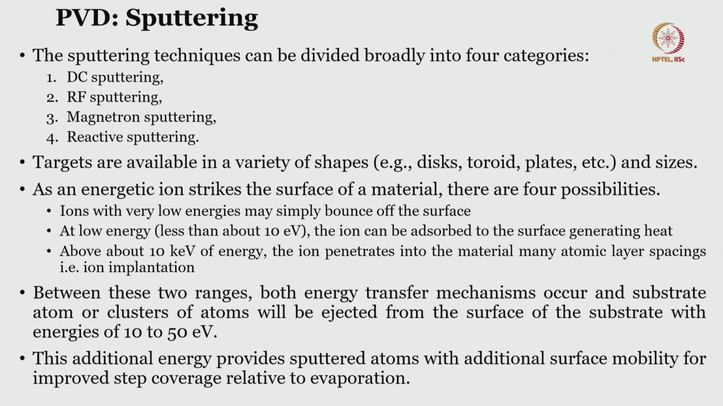As an energetic ion strikes the surface of the material, there are 4 possibilities. We still remember the chamber. In the chamber you again create a vacuum, it is a vacuum deposition, and when the vacuum is there, the energy that is provided to the target will cause the atoms from the source or target to sputter, and the sputtered atoms with additional surface mobility will improve the step coverage and will also start depositing onto the substrate. But let us go one by one.